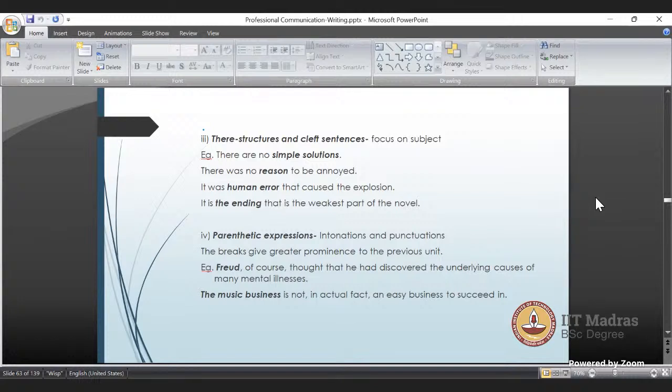Because discovering the underlying causes of mental illness, there are many people who did that. Many people have worked with illnesses, but in this particular case, the writer wanted focus on Freud because we know that he is the one who did most of the prominent work. He's a big person in the field of mental illnesses and particularly psychoanalysis, right? Okay. So that's the point. And the same goes for the second sentence, right? There are many things which are not an easy business, but here the focus has to be on the music business, right? So the idea was to introduce punctuation and tell the reader that, see, we have many of them, but I need your focus on this part. Okay. Yeah.